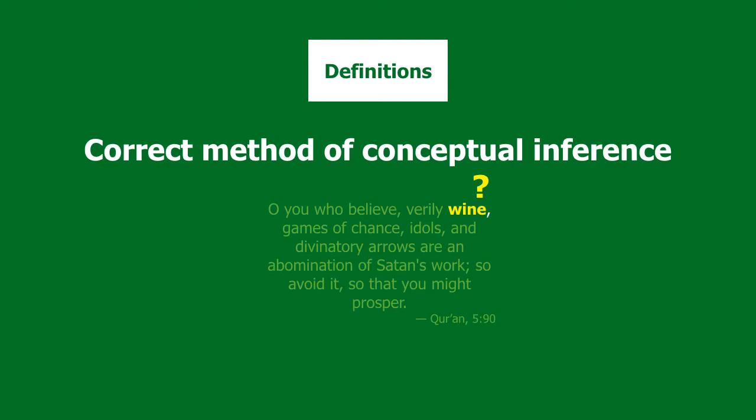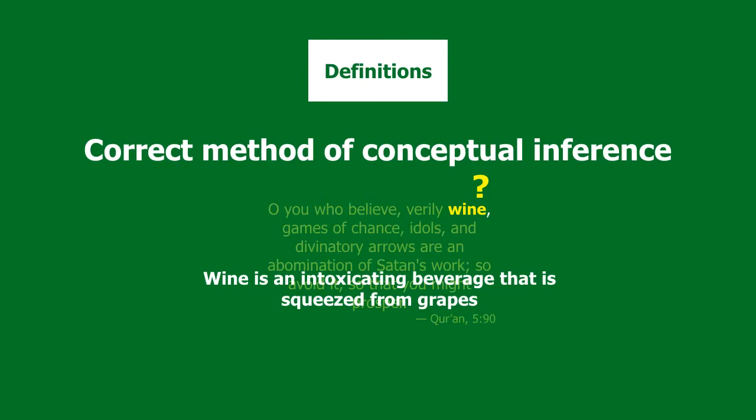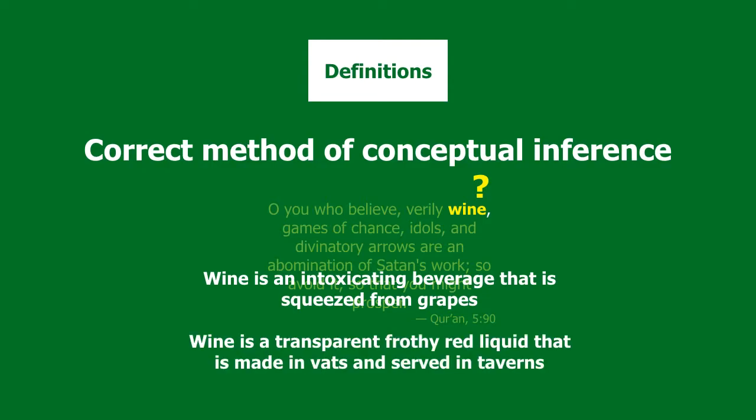And we could define it in one of two ways. We could say that wine is an intoxicating beverage that is squeezed from grapes. This is a good definition. Here's another definition. Wine is a transparent, frothy red liquid that is made in vats and served in taverns. Now, both of these definitions are adequate in the sense that once you understand these definitions, you gain conceptual knowledge of wine. But there's a difference between the two.